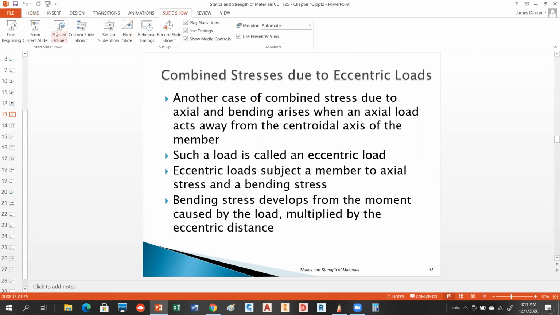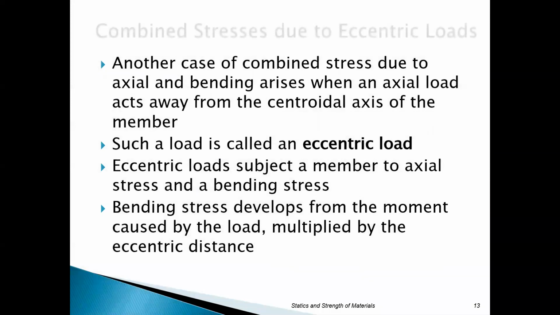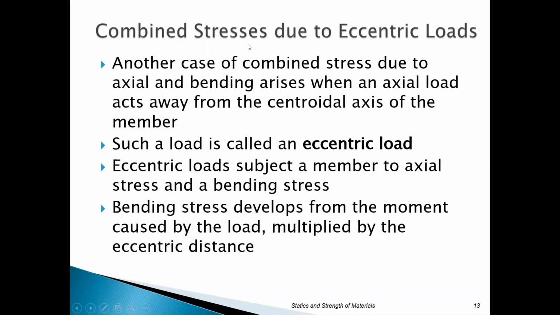I'm going to do the slides. We're going to do from this current slide. So I'm just going to review real quick. So last week we talked about combined stresses due to eccentric loads. So I wanted you to work those homeworks in that section.